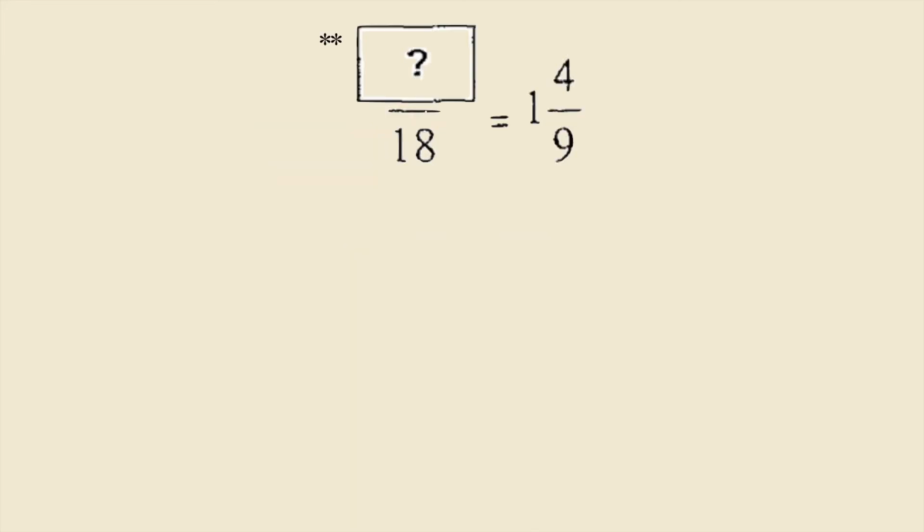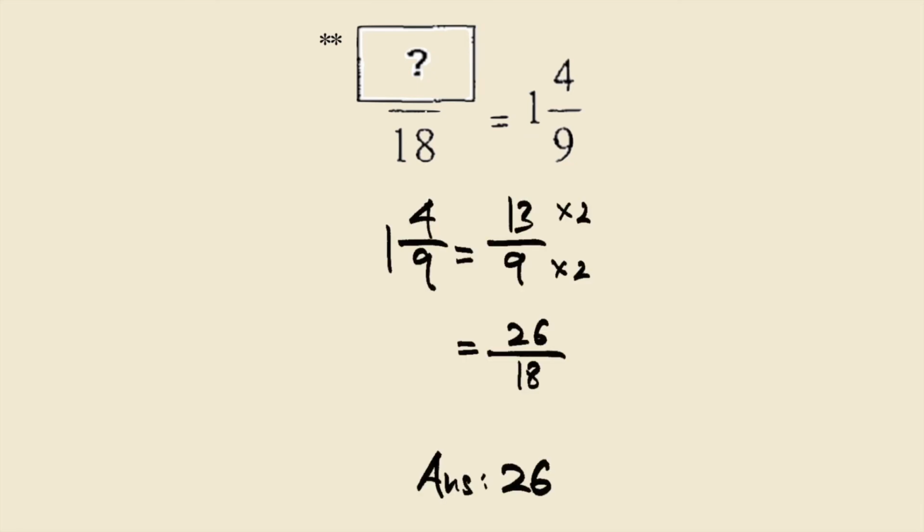Okay, so same thing here. You notice this is a mixed number. Turn it into an improper fraction, and then make sure the denominator is 18. Well, let's do that. Improper first, so 13 over 9 times 2 top and bottom, and then here we have 26 over 18. The answer is 26.